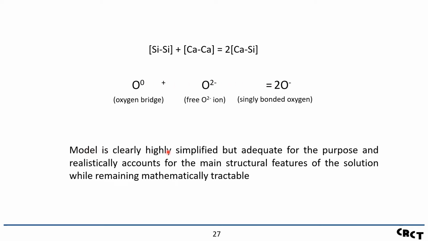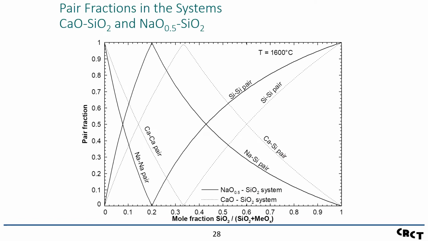Now, again, the model is clearly highly simplified, but as I will show, it is adequate for the purpose and realistically accounts for the main structural feature, while clearly remaining mathematically tractable. This is when we did our curve fitting for the calcium-silica system. We find that going from pure calcium oxide to pure silica, the number of calcium-calcium pairs with the model decreases from 1 in pure calcium oxide down to almost 0 for calcium silicate.